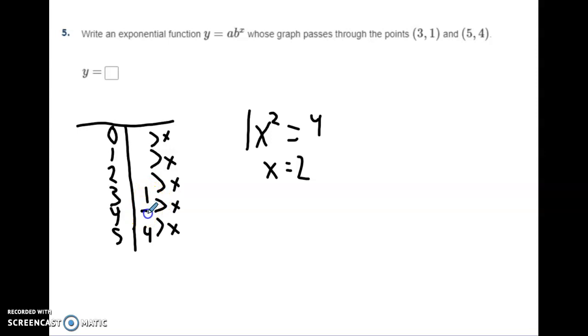So 1 times 2 is 2, 2 times 2 is 4, then working backwards, 1 divided by 2 is 1/2. 1/2 divided by 2 is 1/4, and 1/4 divided by 2 is 1/8. So our equation is the 0 term, or the initial value, is 1/8. The multiplier is 2 to the x, and there is our equation.